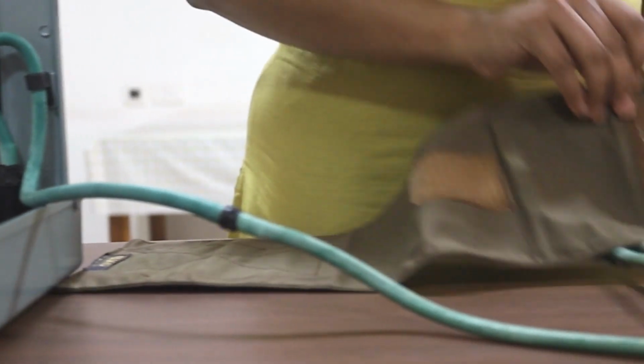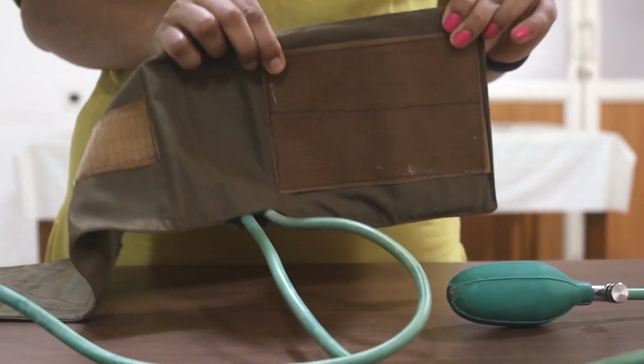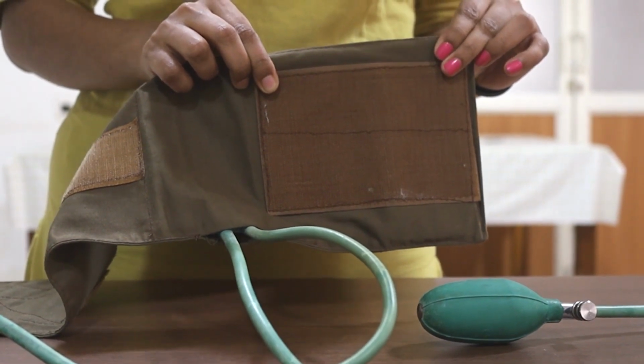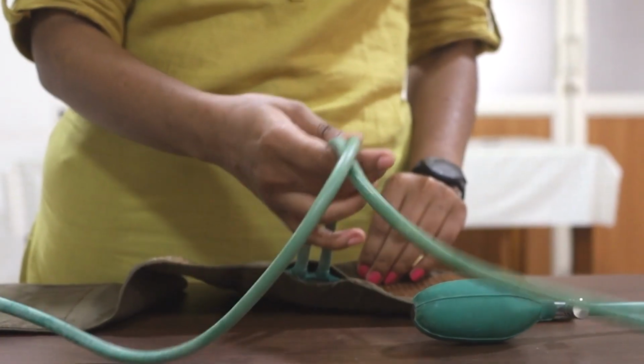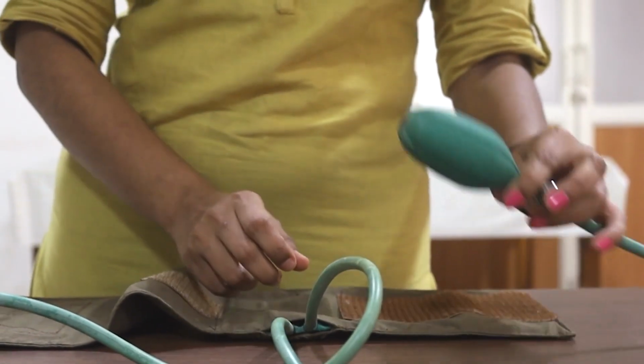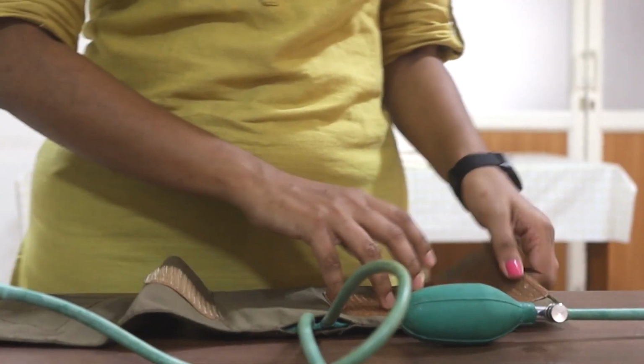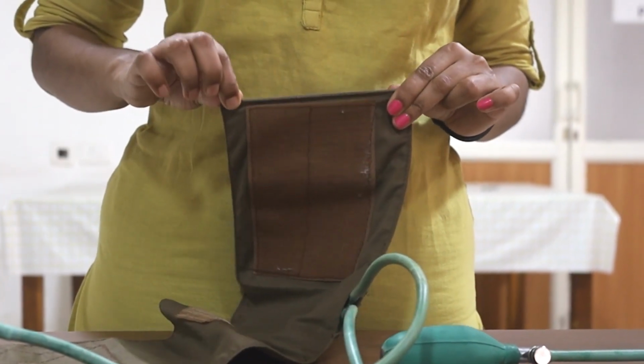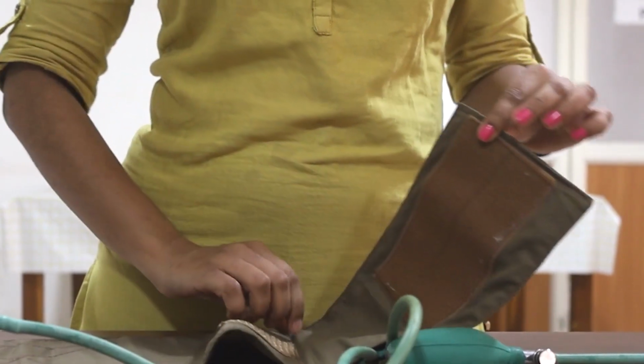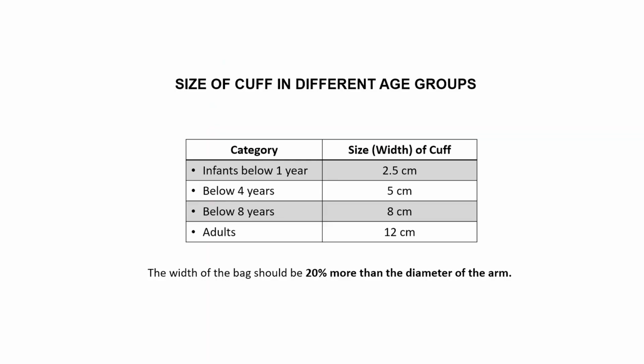A rubber tube is attached to the opening at the top of reservoir, and it is connected to the Riva-Rocci cuff. You can feel a soft elastic rubber bag covered with linen cuff. It has got two rubber tubes attached to it. One of the rubber tubing is attached to the air pump and the other to the mercury reservoir. The width of the cuff varies for adults and children. The width of the bag should be 20% more than the diameter of the arm. Size of cuff in different age groups are: for infants below 1 year, 2.5 centimeters, below 4 years, 5 centimeters, below 8 years, 8 centimeters, and for adults, 12.5 centimeters.